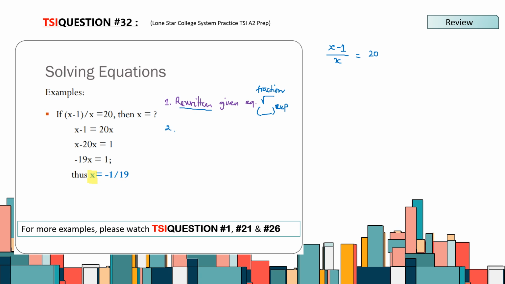Then step number 2 is we combine like terms first. Combine like terms, mostly you will see here we have x terms. So we move everything together on one side: x terms on one side, and the numbers on another side. Okay, combine like terms. Step number 3 is we isolate x.